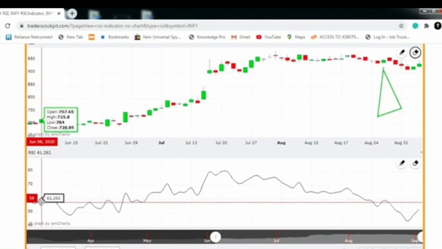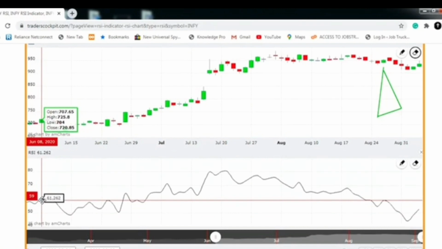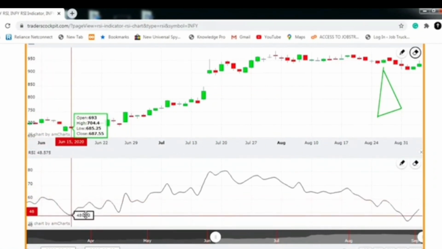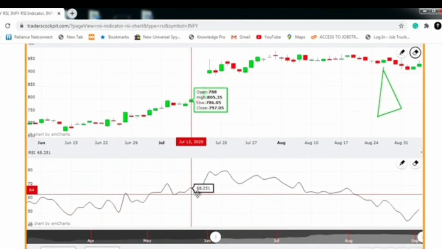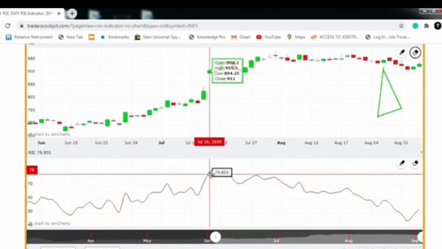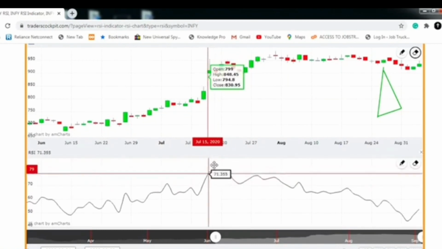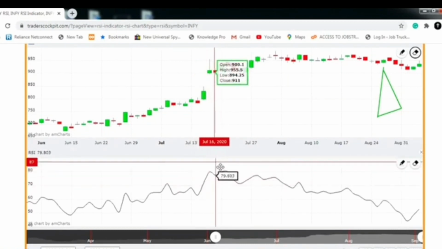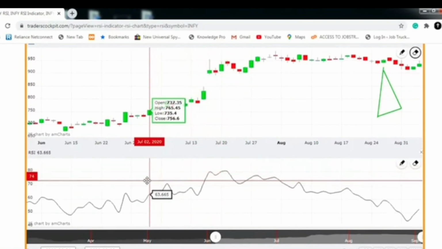June 8, it is 61%. Okay, 61 is below 70, and it is not less than 30, so it is neither overbought nor oversold. Here we can see it has become 48. Don't think that the stock is crossing the threshold. But this stock has crossed 70. If it is crossing 70, it is overbought. So you see that it has crossed 70, so it is overbought.